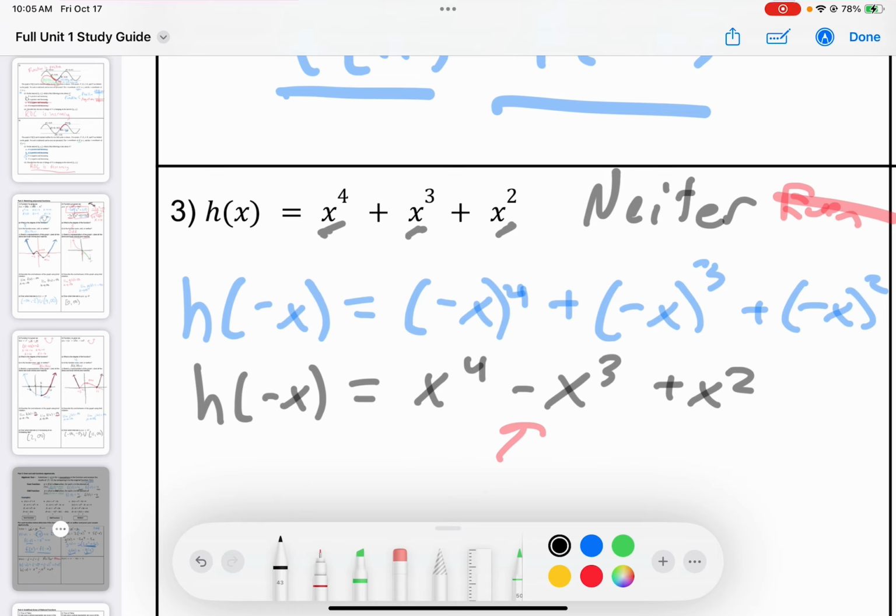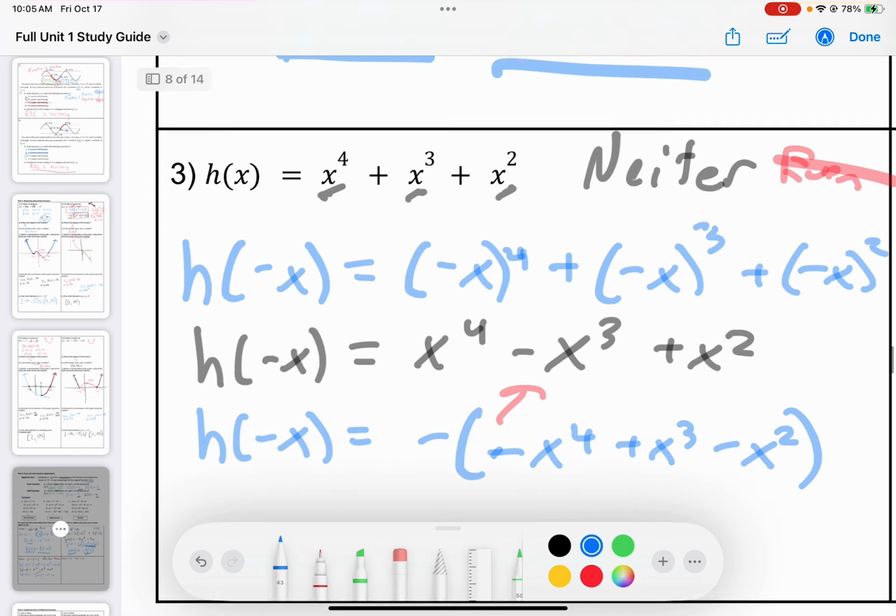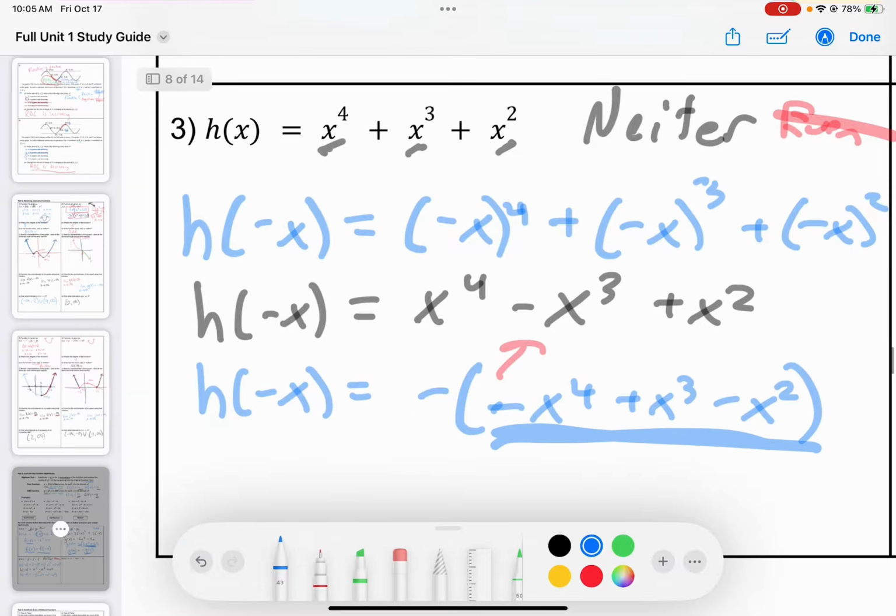All right, well, the odd check would be to factor out a negative. So let's factor out a negative. You get negative x to the fourth plus x to the third minus x squared. Is this the same? No, it's not. So it's not odd either.